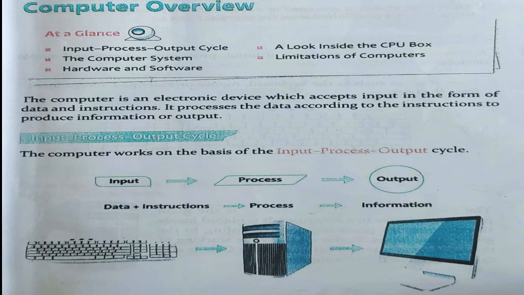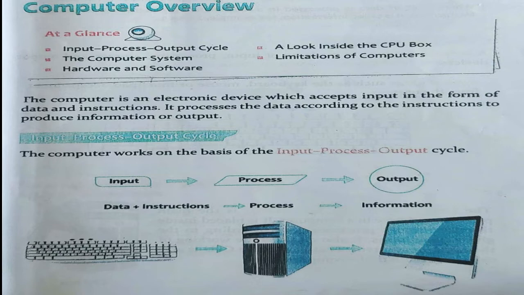Computer overview. At a glance. 1. Input process output cycle. 2. The computer system. 3. Hardware and software. 4. A look inside the CPU box. 5. Limitations of computers. The computer is an electronic device which accepts input in the form of data and instructions. It processes the data according to the instructions to produce information or output.